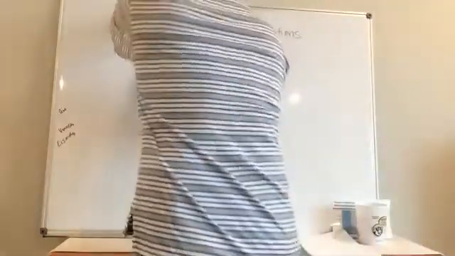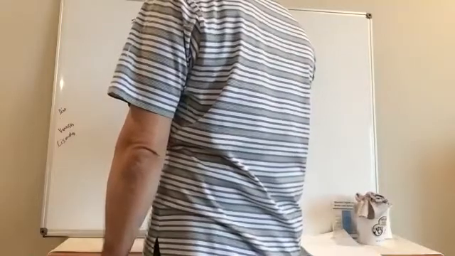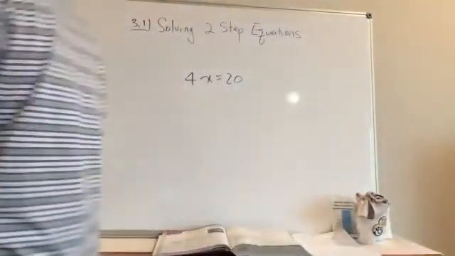Another example of a one-step equation is going to be something like 4x is equal to 20. If I have something like 4x equal to 20, how am I going to solve for x?